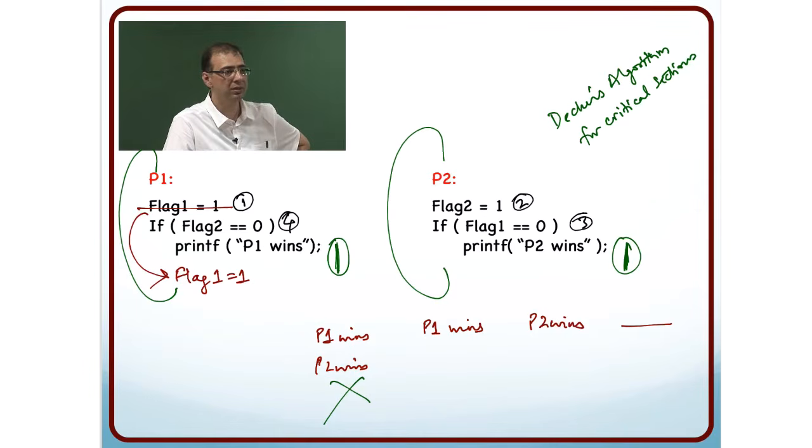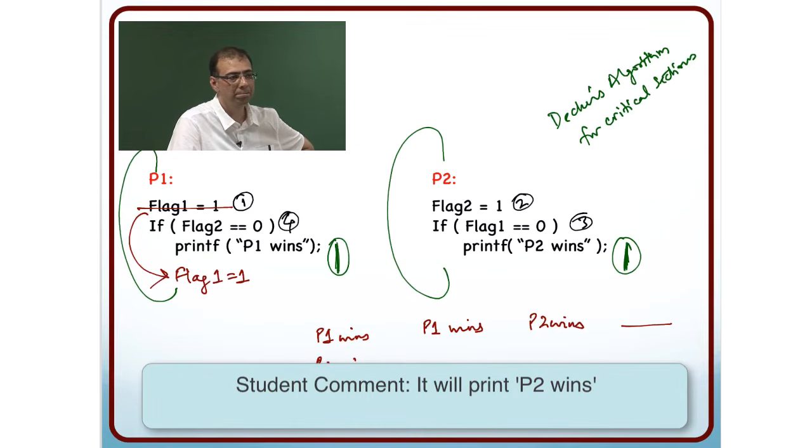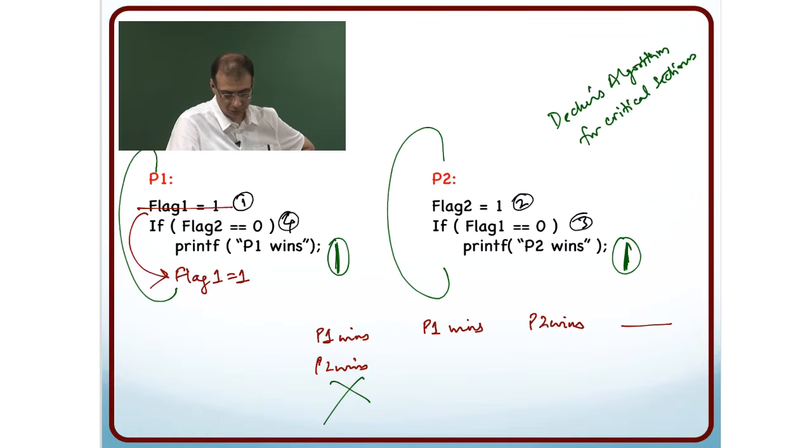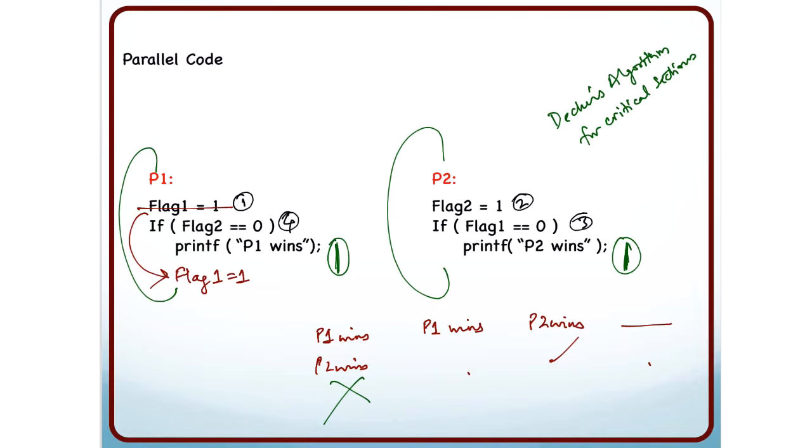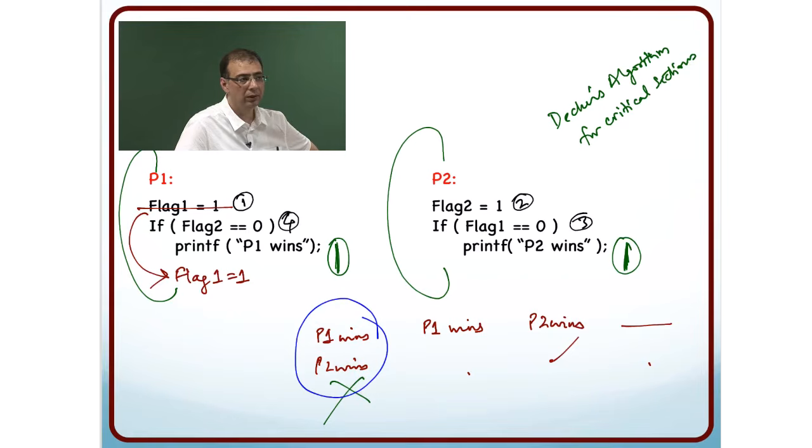What happens if it reorganizes the code now? Like we discussed earlier, compilers reorganize code. What happens if it reorganizes code now? P2 wins. That's okay. That's an expected output. So if any of these three occurs, I'm okay. I mean, this is expected output. What is more serious is that this also may happen, right? That's a serious issue.